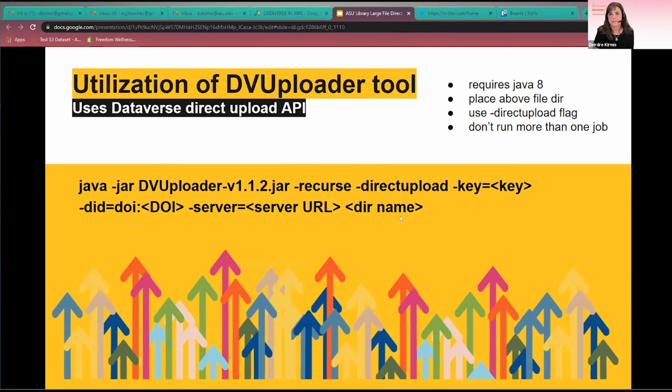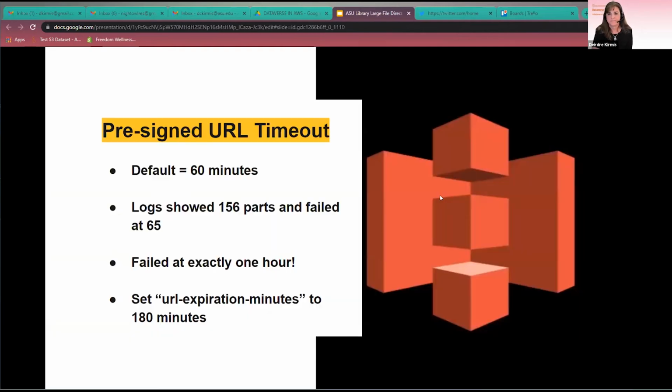In addition to the direct upload functionality, we also needed a way to bulk upload all of these files at once, whether it be the smaller thousands of files or the large zip files. There were still a lot of files. So we worked closely with Jim Myers, who is amazing, who offered an immense amount of help in troubleshooting issues and also gave us the beta version at that time of the DVUploader tool, which retried failed multi-part uploads, which was an issue that we ran into.